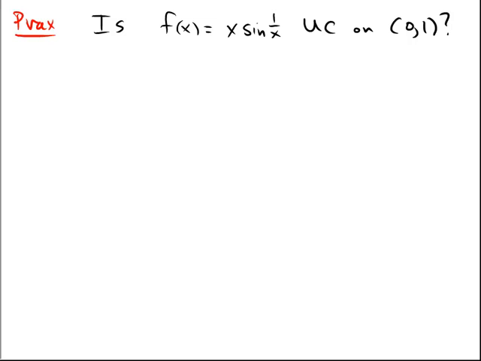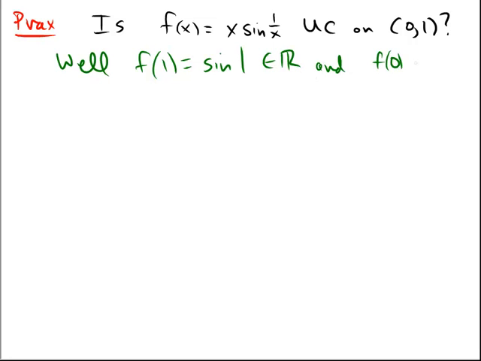Let's take a second, pause if you wish, and let's see if we can show that f of x equals x sine 1 over x is uniformly continuous on the open interval 0 to 1. Okay, after you pause, notice that f of 1 is just equal to sine of 1. That's a real number, no big deal there. And f of 0 does not exist. But the limit as x approaches 0 of f of x does exist. We showed this in the last unit, that this is equal to 0.